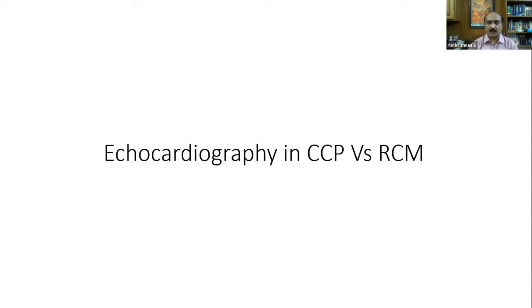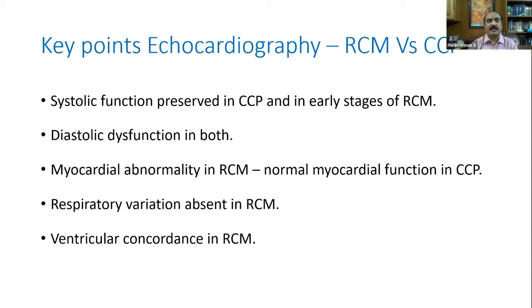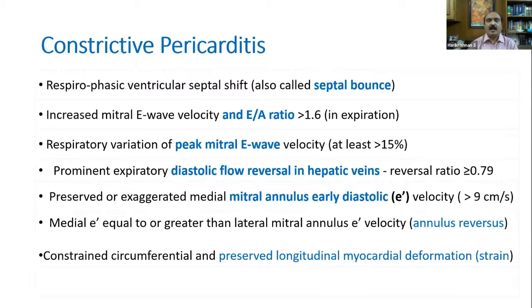Echocardiography, I will show some of the findings in echocardiography. Systolic function is preserved in constriction and early stages of restriction. Diastolic dysfunction in both. Myocardial abnormality in RCM. Respiratory variation absent. Ventricular concordance in RCM. There is no discordance. These are the echo findings. Respirophasic ventricular shift, also called a septal bounce. I will show an echo picture.